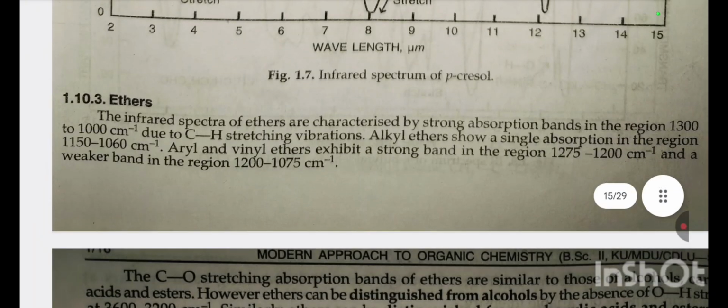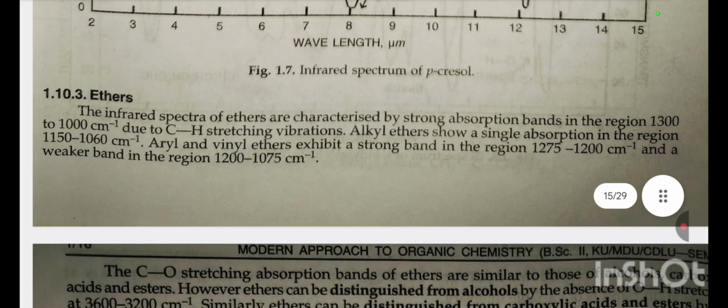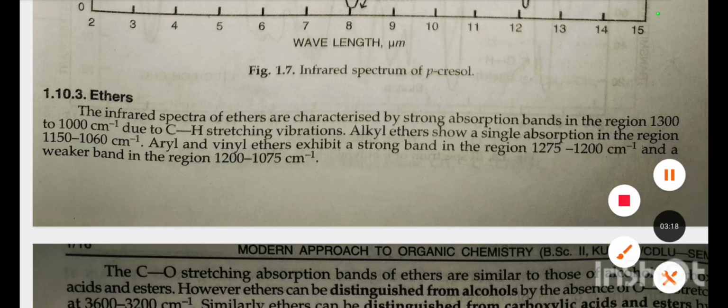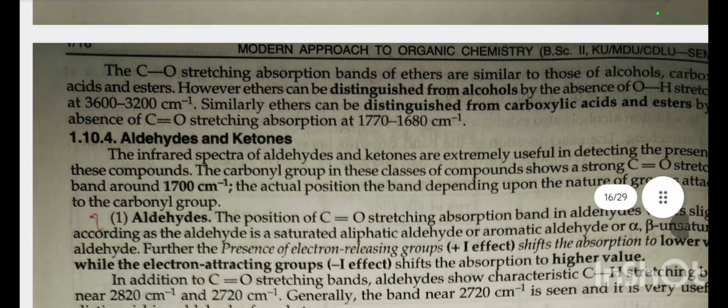Ethers. The infrared spectra of ethers are characterized by strong absorption bands in the region 1300 to 1000 cm⁻¹ due to C-O stretching vibration. Alkyl ethers show a single absorption in the range of 1150 to 1060 cm⁻¹. Aryl and vinyl ethers exhibit a strong band in the region of 1275 to 1200 cm⁻¹ and a weaker band in the region of 1200 to 1035 cm⁻¹.